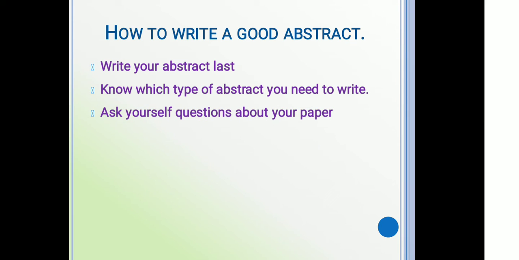Ask yourself questions about your paper. In order to write an informative abstract, you should ask yourself various questions about the purpose and results of your work. For instance, ask yourself why you did the study, what you did, how you did it, what you found, and what those findings signify. If your paper is about a new method, ask yourself what the advantages of the new method are and how well it works.